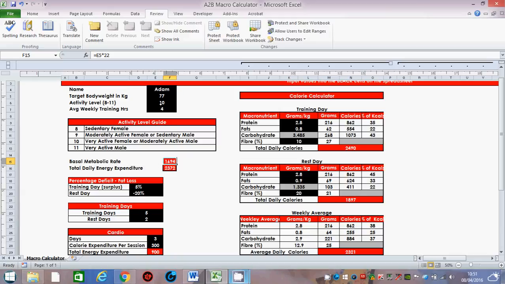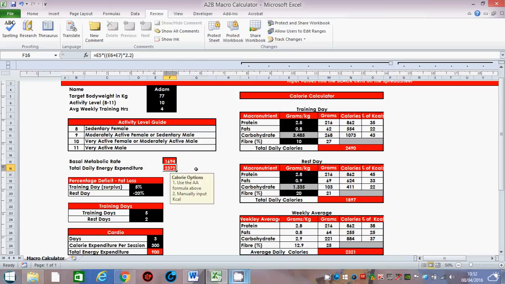Then based upon your activity level and the amount of training you're doing per week, it gives you a total daily energy expenditure, or TDEE as it's usually called. That is the amount of calories I should be looking to eat on average on a daily basis if I want to get to that 77 kilo target. You can see I'm 80 kilos at the moment, so if I was to put that in as 80, all of a sudden that adjusts how much I would be eating on a daily basis. So I'm going to go for 77, and as you can see that drops it down by just under 100 calories per day.